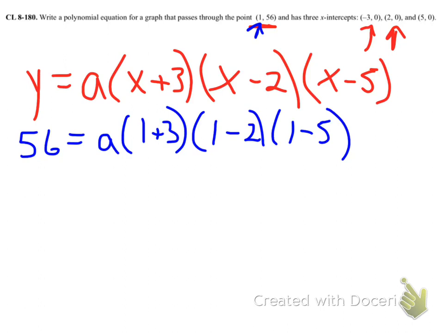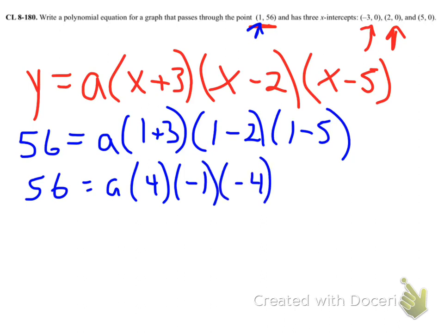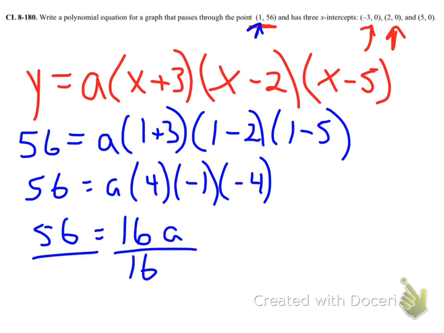Now I only have one variable left. It's just my a value. So all I do is simplify. So 56 equals a times 4 times negative 1 times negative 4. Which means 56 equals positive 16a. So negative 1 times negative 4 gives me positive, and times the 4. From there, I now go through and just solve for a by dividing. So a equals 56 divided by 16.